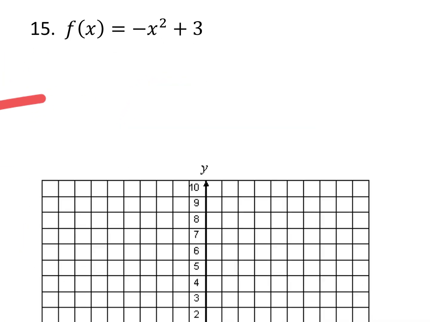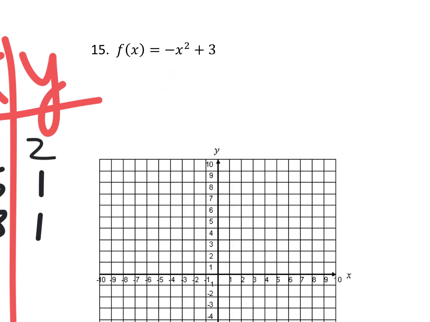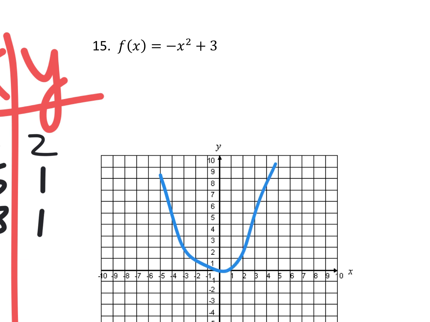Well, what if I forgot what x squared looks like? Well, it'd be great if you remembered x squared looks like that. But if you forgot that, it's okay as long as you can make an XY chart. XY chart helps so much. It's your best friend in graphing.